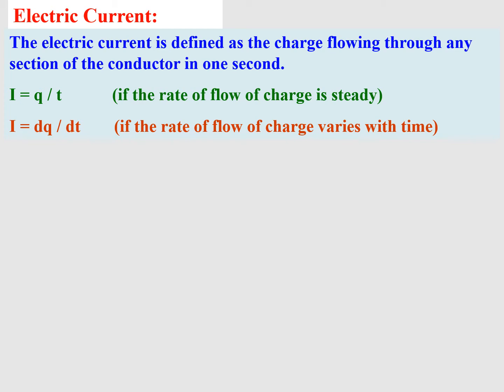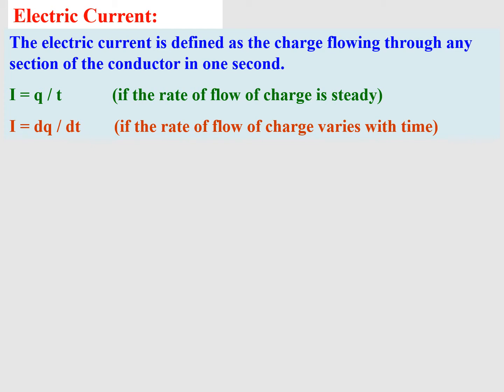Electric current. The movement of charge from one point to another point with respect to time is called electric current. Moving charges show another behavior, and we will discuss this in this chapter. According to the definition, electric current is defined as the charge flowing through any section of the conductor in 1 second.